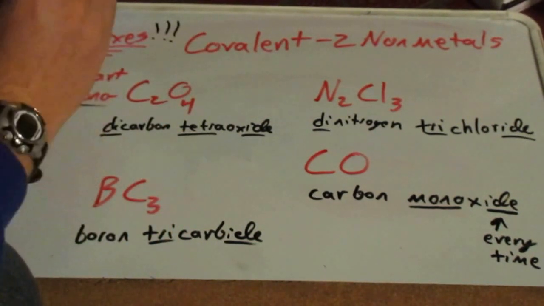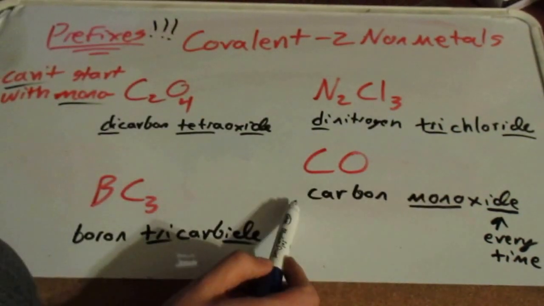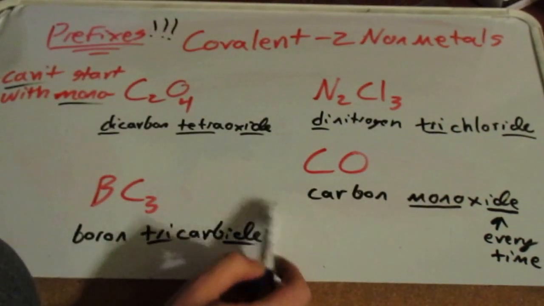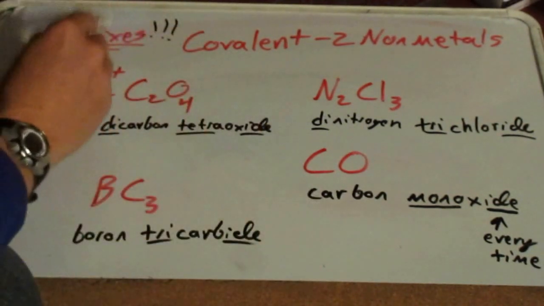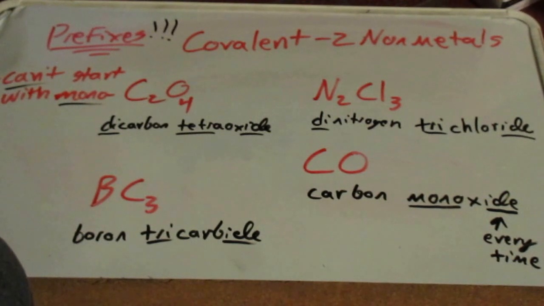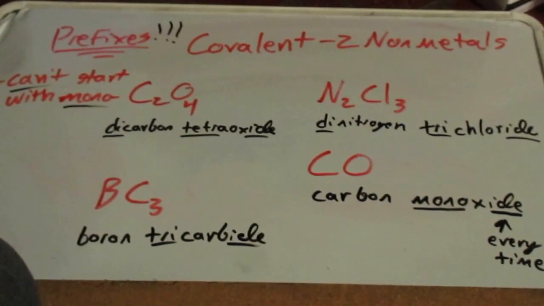But please, please, please, monos only in the middle. You cannot have it at the beginning. Carbon monoxide is proof of that, so is carbon dioxide, CO2. And prefixes do count. I'm just going to pause for a brief second before I erase some of this and talk about ionics.